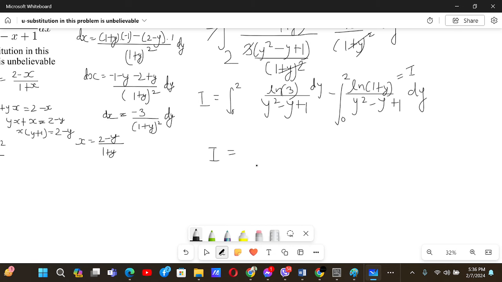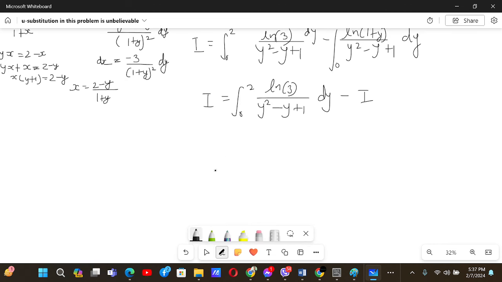So that's why we have I equals, okay, just wait a second. Okay, fine, I think it's going fine. Now I equals the integral from 0 to 2 of ln 3 by (y square minus y plus 1) dy minus I, this is also I. So we have 2I equals this integral. Now let's complete the square in this integral. 0 to 2 ln 3 by, this is (y minus 1 by 2) whole square plus (root 3 by 2) whole square.